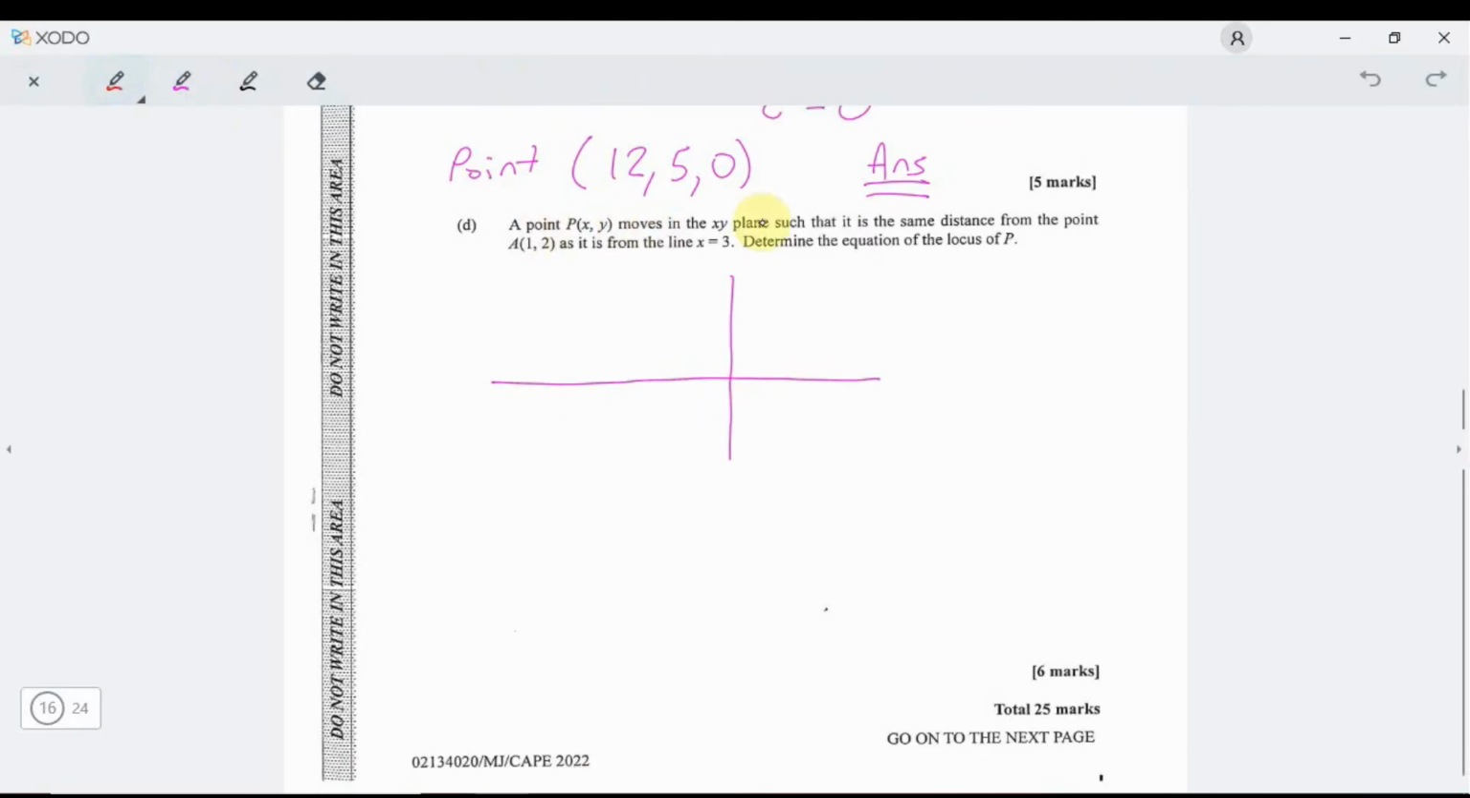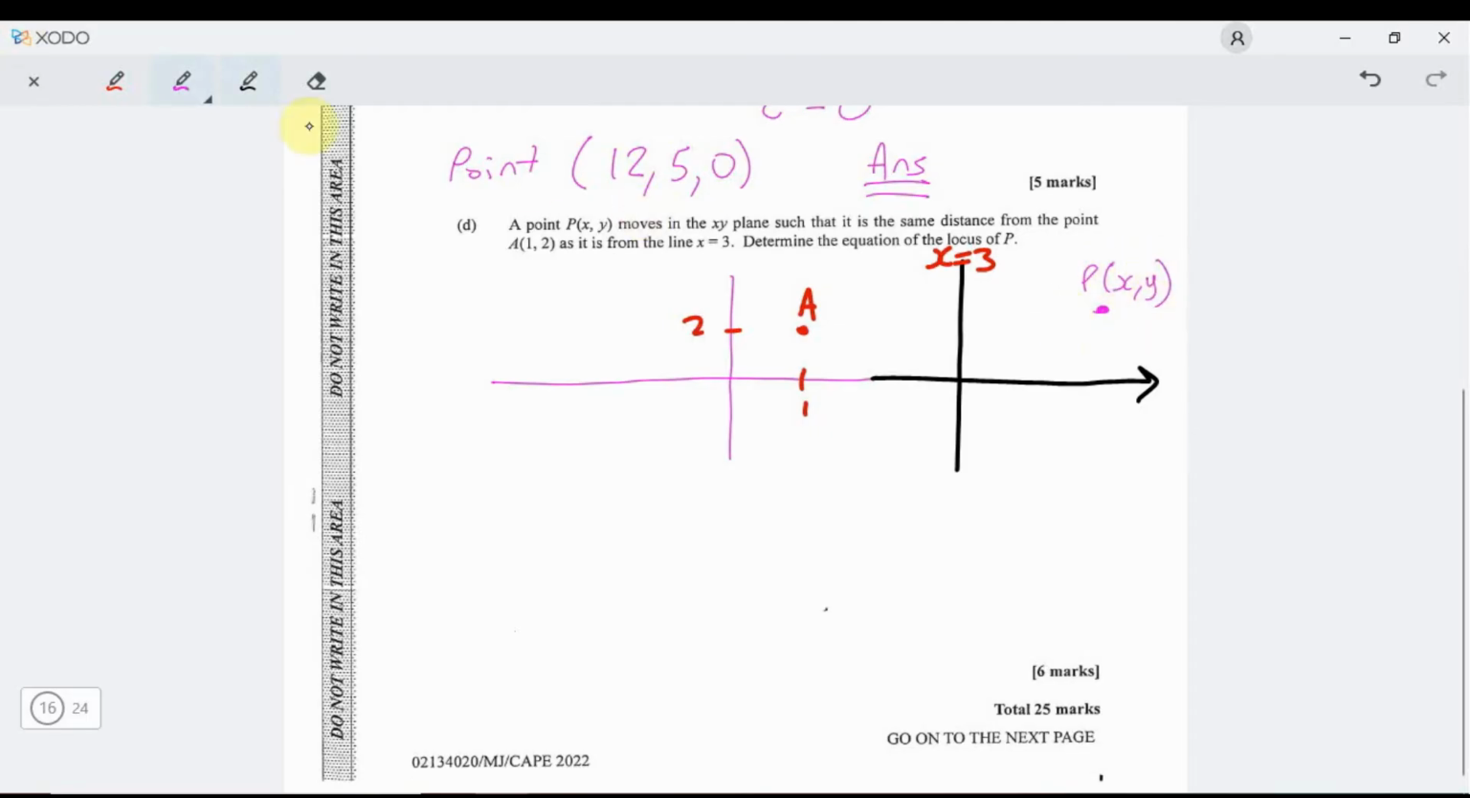So we have some point P such that it is the same distance from the point A. A is the point (1, 2). So this is my point A, as it is from the line x equals 3. The line x equals 3 is a vertical line. So let's say this is the line x equals 3. And we have P moving so that it is equidistant from the point A and the line x equals 3. So wherever P is, I'm just putting P as an arbitrary point. Guys, P is just an arbitrary point.